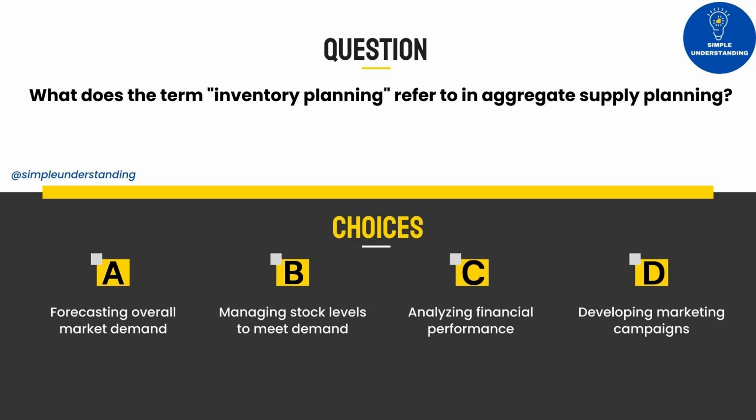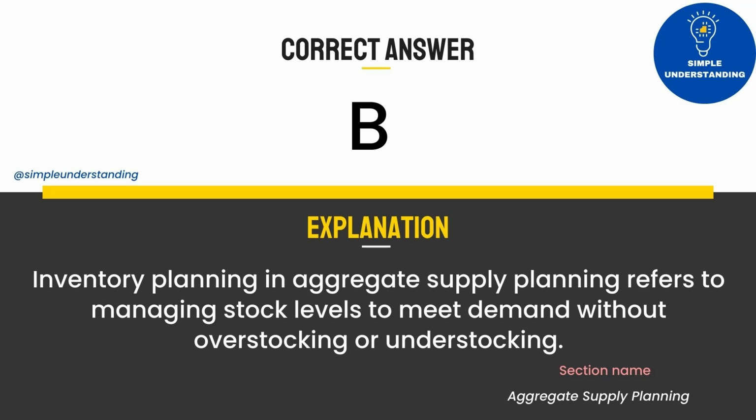7. What does the term inventory planning refer to in aggregate supply planning? A. Forecasting overall market demand. B. Managing stock levels to meet demand. C. Analyzing financial performance. D. Developing marketing campaigns. Correct answer: B. Explanation: inventory planning in aggregate supply planning refers to managing stock levels to meet demand without overstocking or understocking.